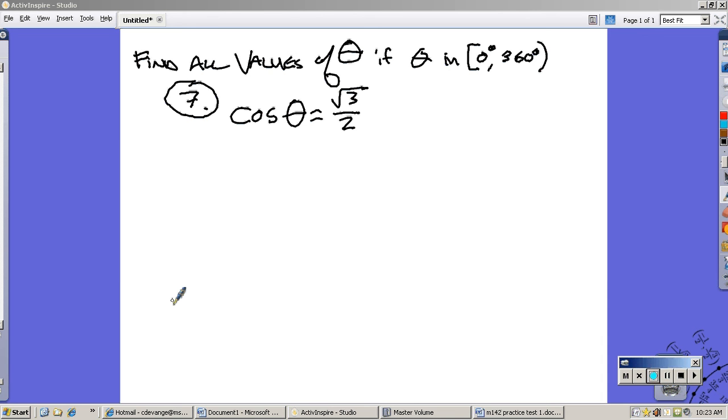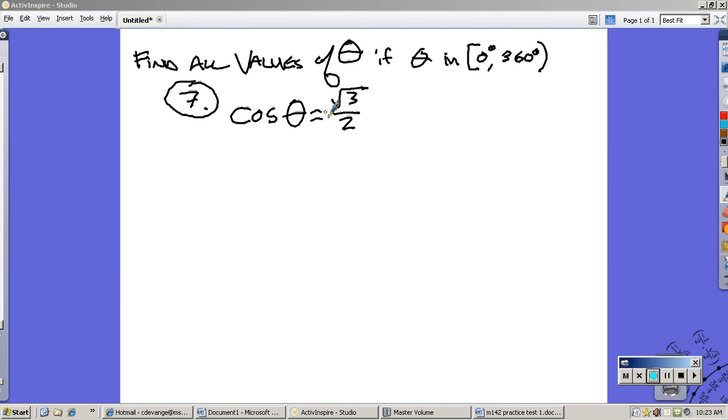This is Math 142 Practice Test 1, question number 7. And we are supposed to find all values of theta. Theta is just within that full rotation, and it tells us that if we go cosine of theta, we're going to get root 3 over 2. So there's a couple ways I could go about doing this.